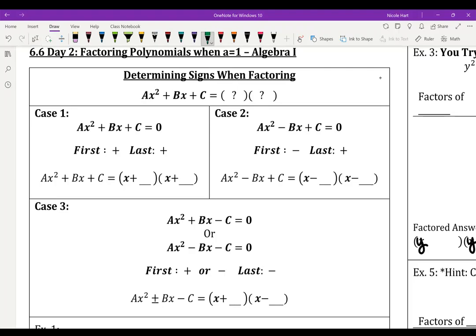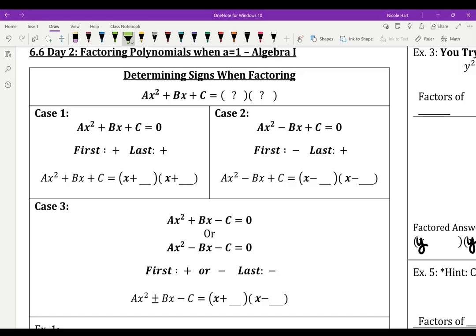Welcome back, everybody. We previously talked about factoring our polynomials. We were specifically factoring trinomials and turning them into a product of two binomials, so two sets of parentheses that had two terms each. We talked about two different cases yesterday.